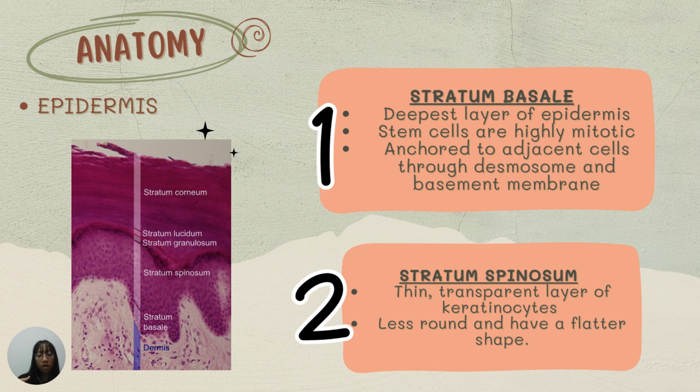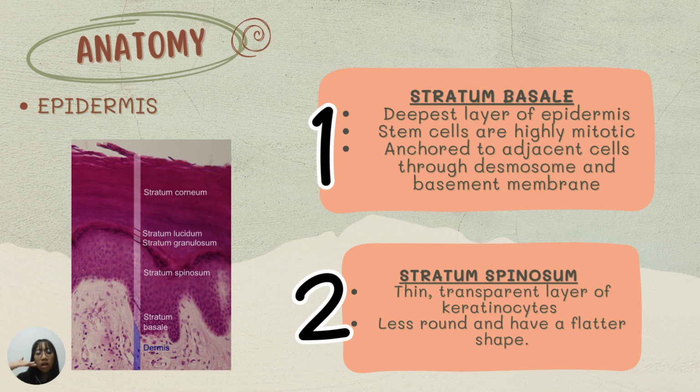The first one is the stratum basale. This layer is the deepest layer of the epidermis, and it is also the stem cell layer of the skin, which is highly mitotic. Since it is highly mitotic, it will keep on dividing to create new cells for the skin, especially when the skin is injured. It is also anchored to adjacent cells through the desmosomes and the basement membrane.